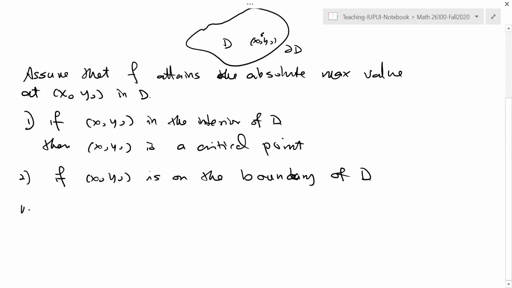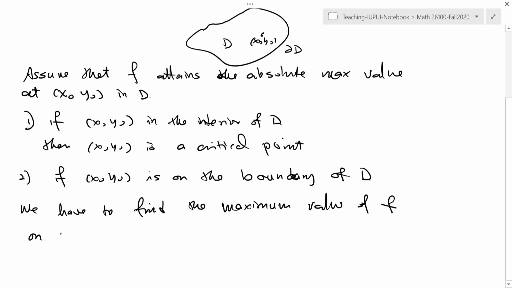So we have to find the maximum value of the function on the boundary. Because in order to find the absolute maximum value of the function on D, you have to find the absolute maximum value of f around the boundary and also the value at the critical point. Then you compare, okay?